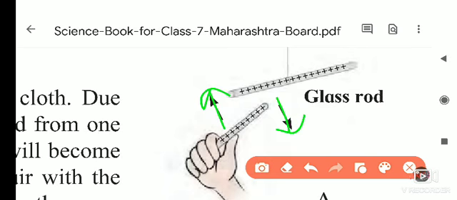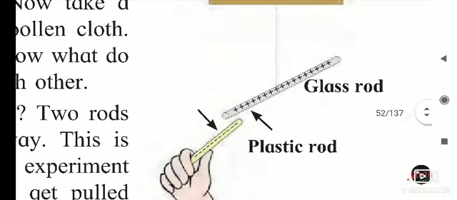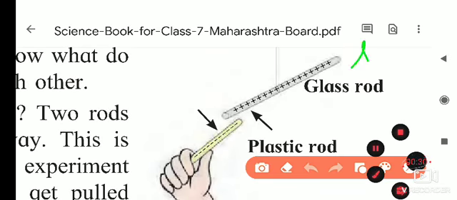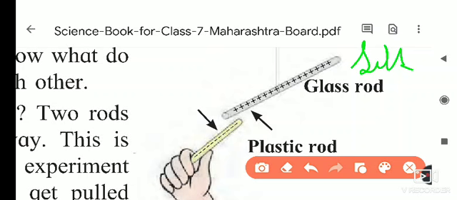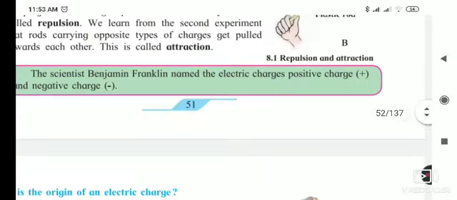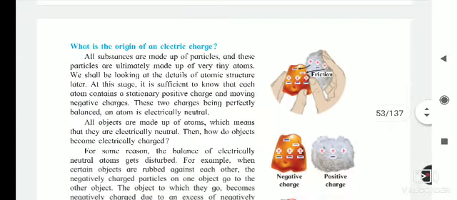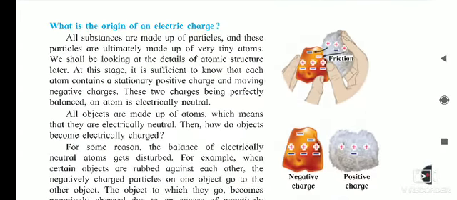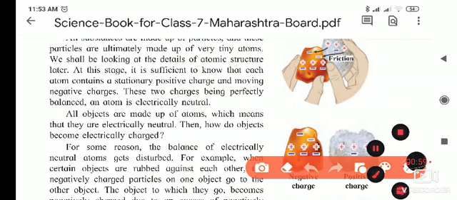And when we rub the glass rod against the silk cloth, and the plastic rod against the woolen cloth, then they attract each other. This is because of the transfer of electrons from one substance to another substance because of rubbing each other. Afterwards we saw what the origin of electric charge is and how it is transferred from one substance to the other.